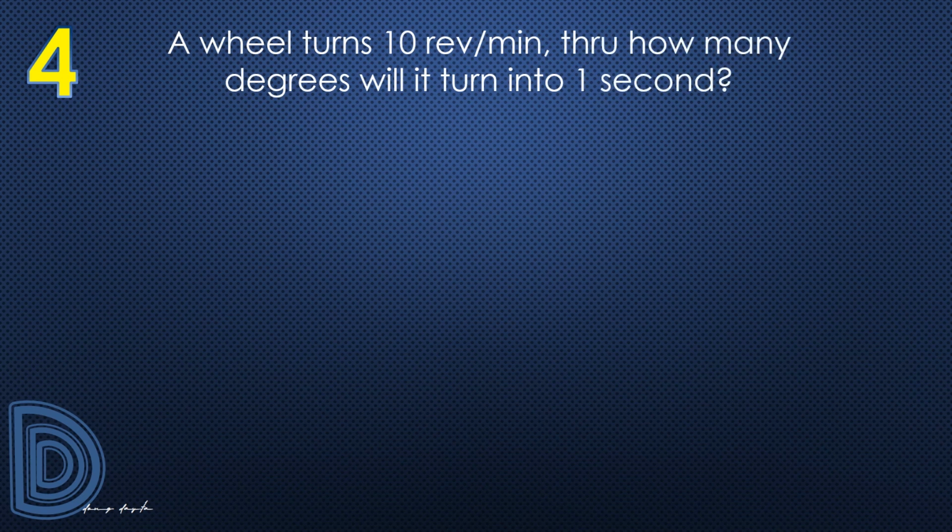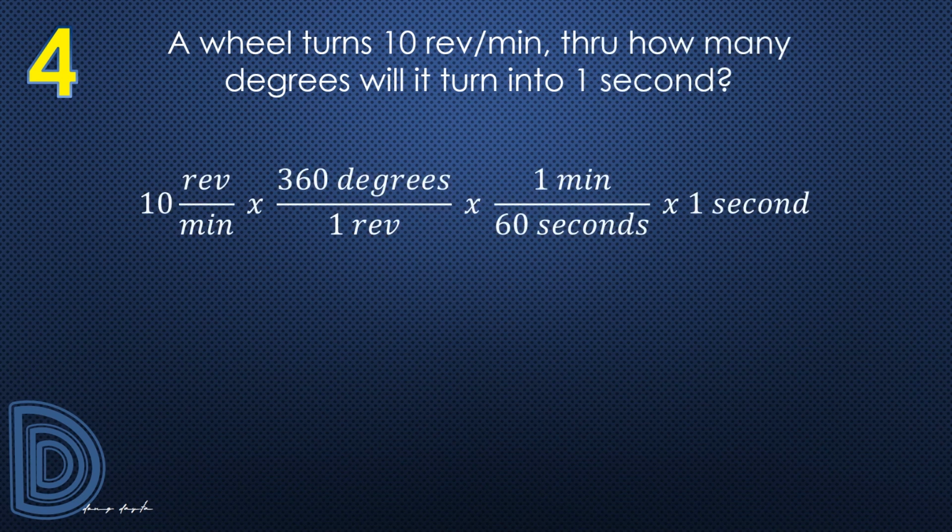A wheel turns 10 revolutions per minute. So to get the degrees, we have to convert 10 revolutions per minute into degrees per second. Multiplying, you know that 1 revolution is equal to 360 degrees and 1 minute is equal to 60 seconds. So we're going to multiply this value by 1 second, thereby cancelling some values. Revolution cancels, minute, and also second. So the remaining unit here is degrees.